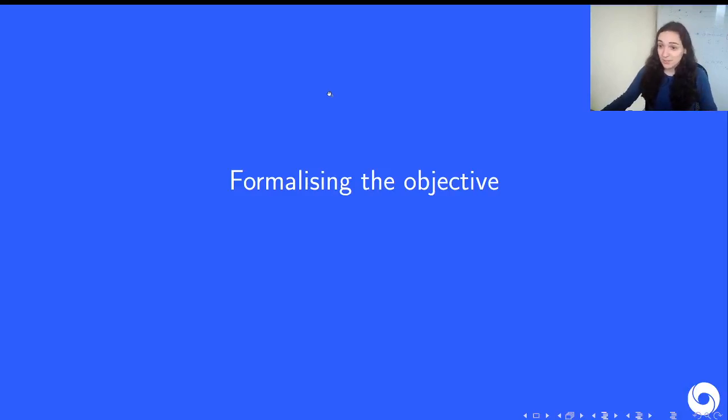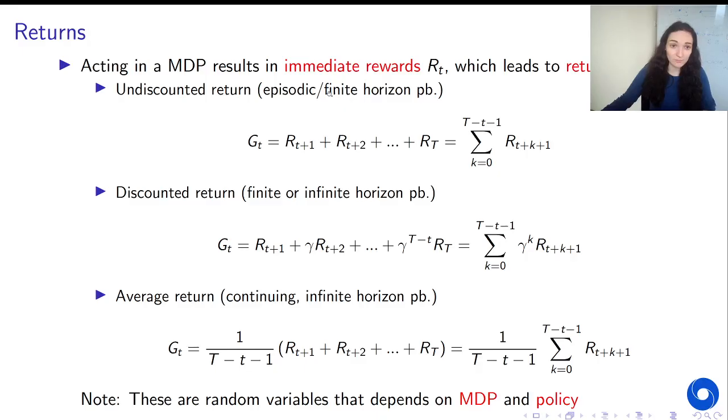Now to formalizing the objective of an RL agent. In order to do that, we're going to be introducing returns. So we've seen that in acting in an MDP, the interactions at every point in time would result in immediate rewards, and these lead to returns. And there are at least 3 different returns that we're going to be looking at.